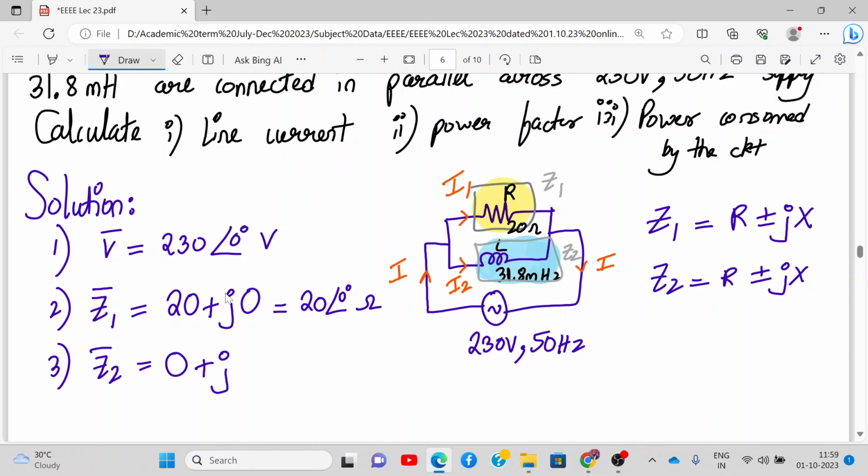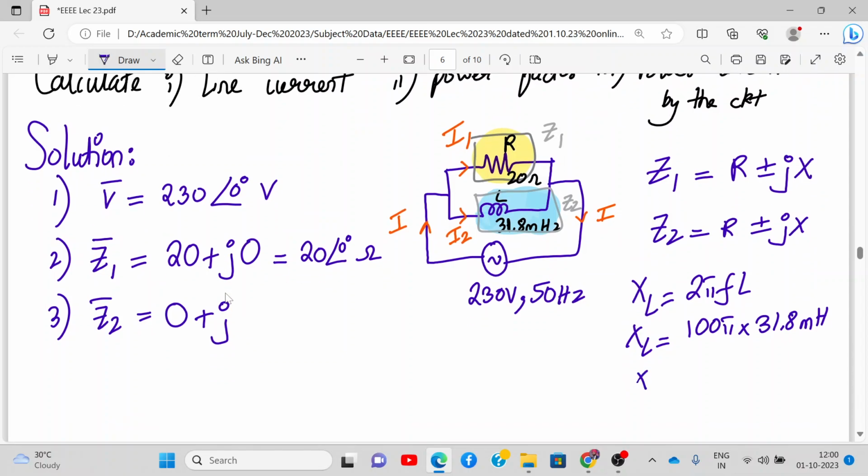Now how much is XL? XL you need to calculate. XL is 2 pi FL, right? So it will be 50 hertz, so 100 pi into 31.8 millihenry. So please calculate this number XL. Is it coming out to be 10 ohms? Check it out please. 100 pi into 31.8 into 10 raised to minus 3. How much is it? So this will be 0 plus J10.